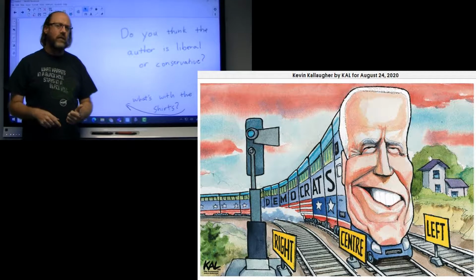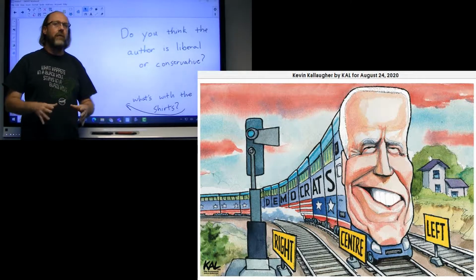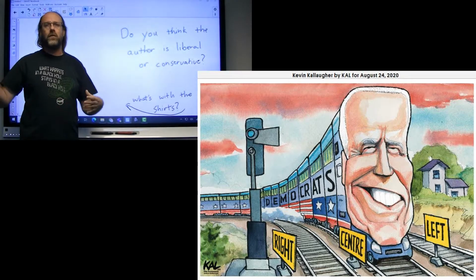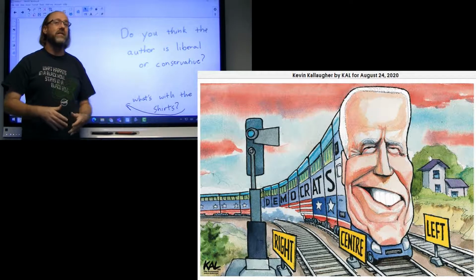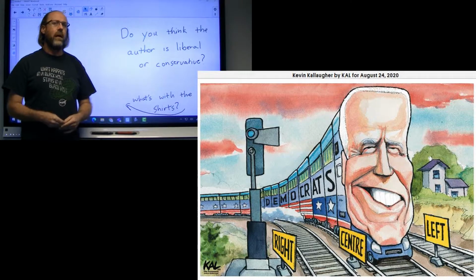Do you think this author is liberal or conservative? Now you're getting away from the concrete into more interpretive stuff. The real good way to know this is actually to hang out and study this stuff more often and keep up with what's going on.